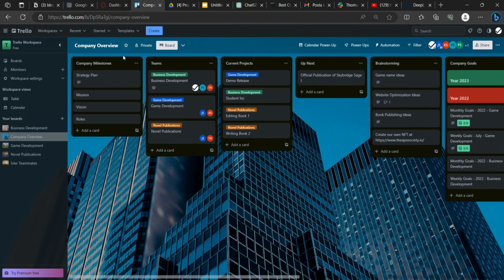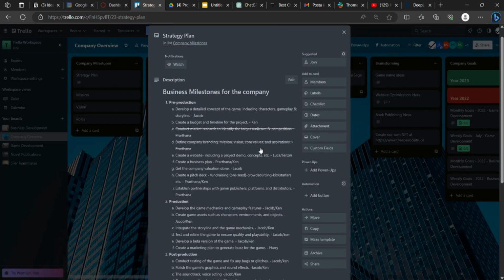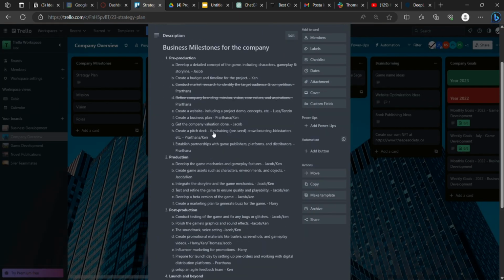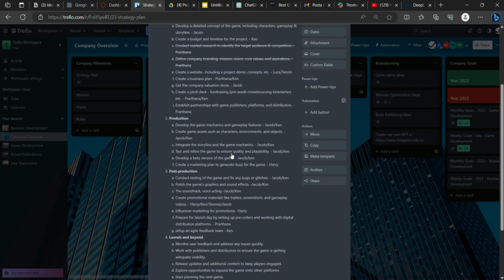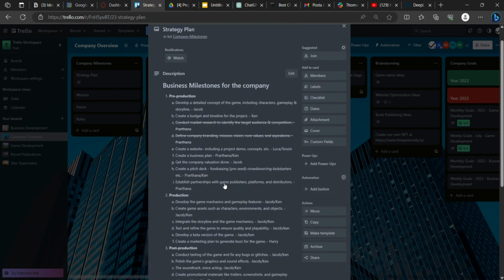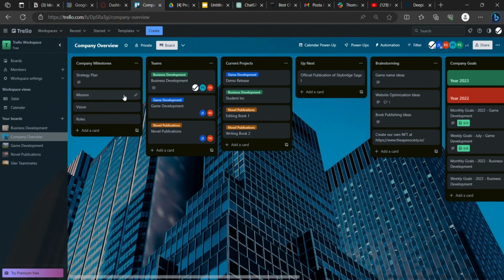So the company milestones, as you can see, are very important information about our company. And I put here the strategy plan that Prat and I have done before, just to have a rough idea of what our roadmap is. Okay. Then we have our mission that needs to be filled out, vision and rules of the company. This is very important, general information about the company that can be useful for employees and also for stakeholders.